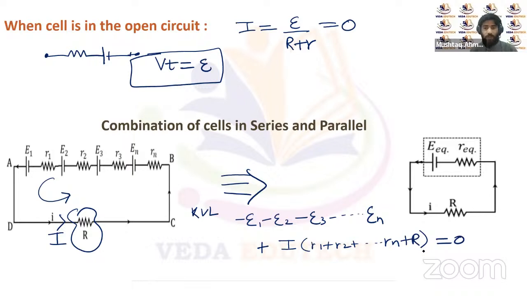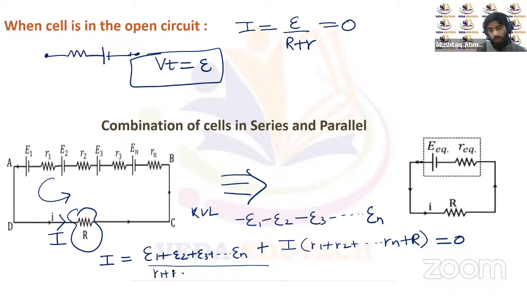So that's how we can apply KVL for this series combination of the cells. For the equivalent resistance, the current in this case will be E1 plus E2 plus E3 up to En, divided by R1 plus R2 and so on up to Rn, plus this external load resistance R.